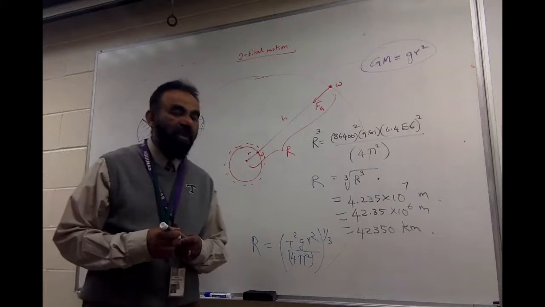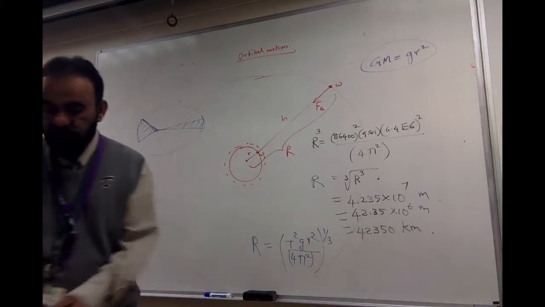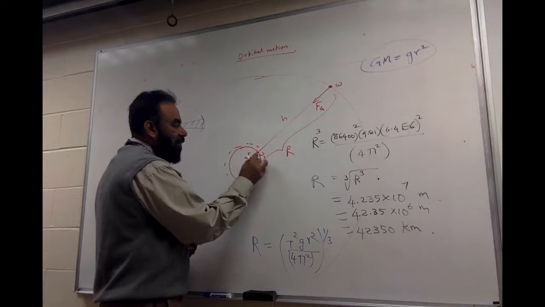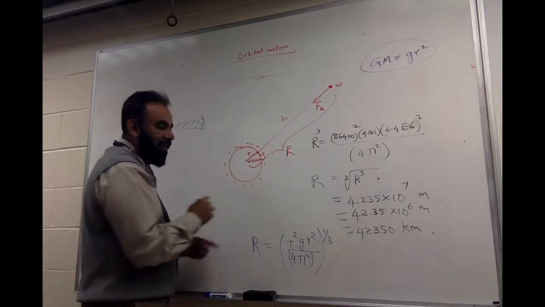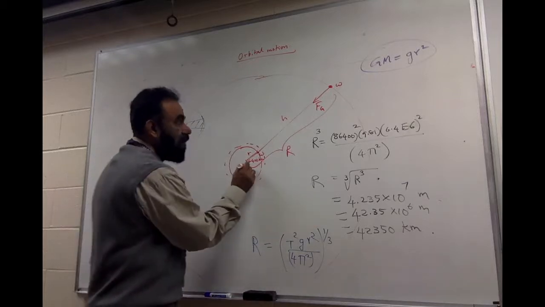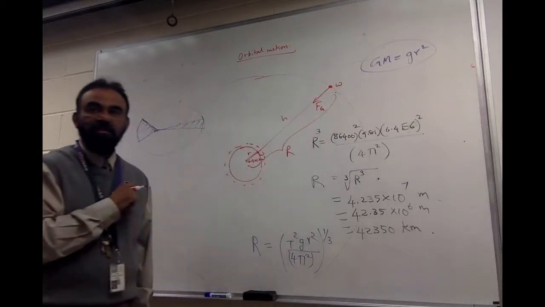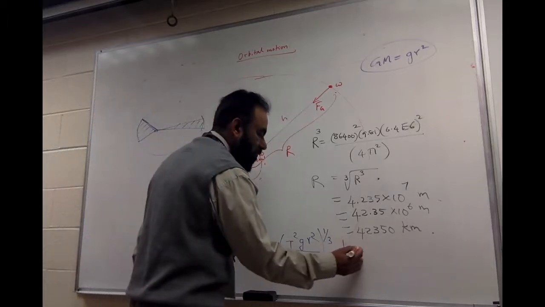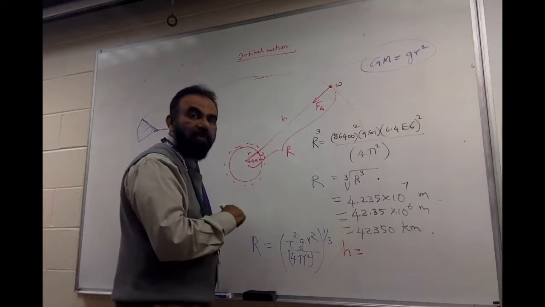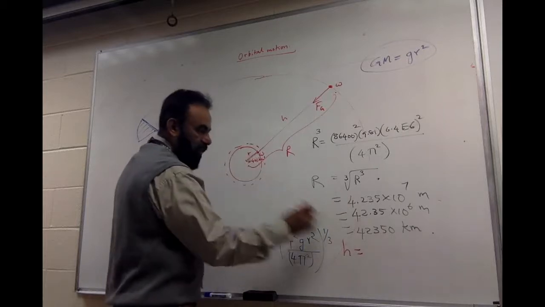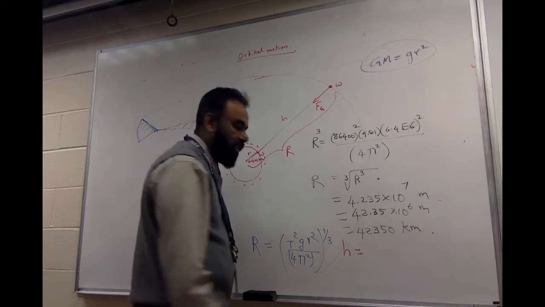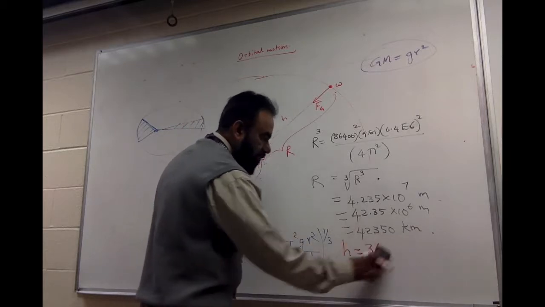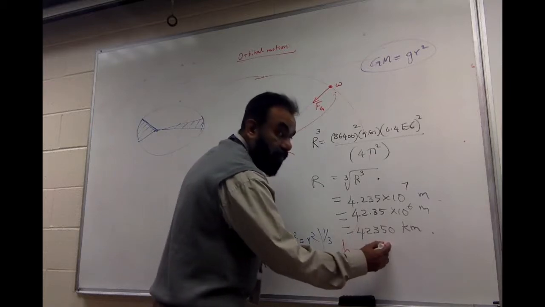So you see it's 42,350 kilometers. The distance from here to here is 6,400 kilometers. And they are expecting the distance from here to here as 42,350 kilometers. So what is the height? 42,350 minus 6,400. And that will be the answer, which is 35,950.